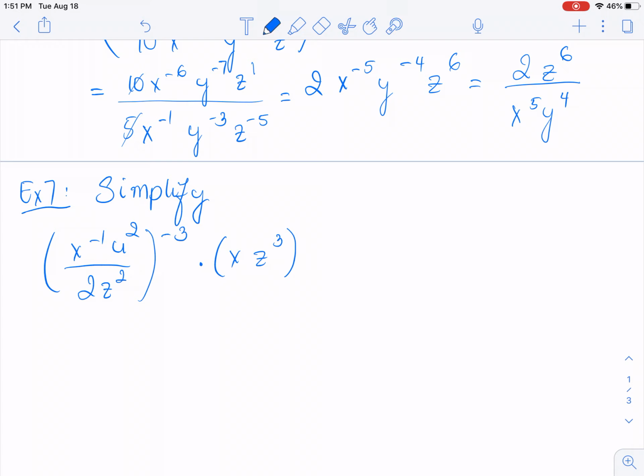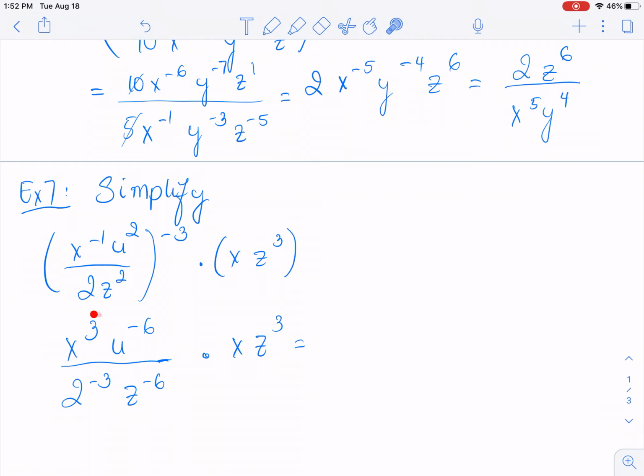You can look inside, and we have nothing to do inside, because we have x, u, and z, right? So now we're going to take care of that negative 3 outside, so I'm going to multiply. So x to the negative 1 times negative 3 is 3. u to the 2 times negative 3 is negative 6 power. And then we have 2 to the negative 3rd power and z to the negative 6 power. Okay, now you multiply by xz cubed. Now I can apply quotient and product rules.